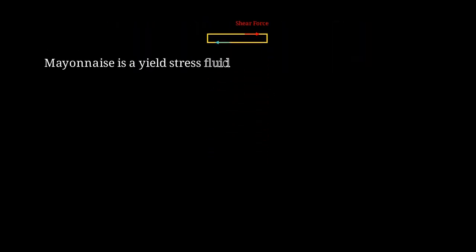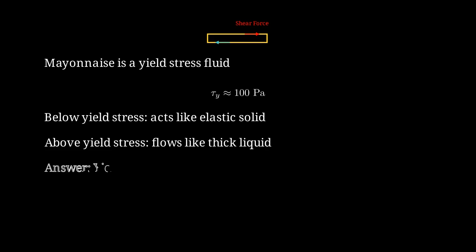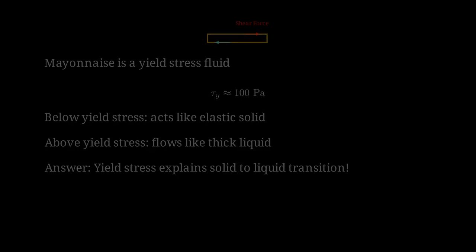Mayonnaise is classified as a yield stress fluid, which means it requires a minimum stress to start flowing. The yield stress of typical mayonnaise is approximately 100 pascals, though this varies with formulation. Below the yield stress, mayonnaise acts like an elastic solid, maintaining its shape like jello. Above the yield stress, it flows like a thick liquid, which is why it comes out of the squeeze bottle. The yield stress is the answer to our question. It stays solid on your plate because gravity provides less than 100 pascals of stress, but squeezing provides much more.